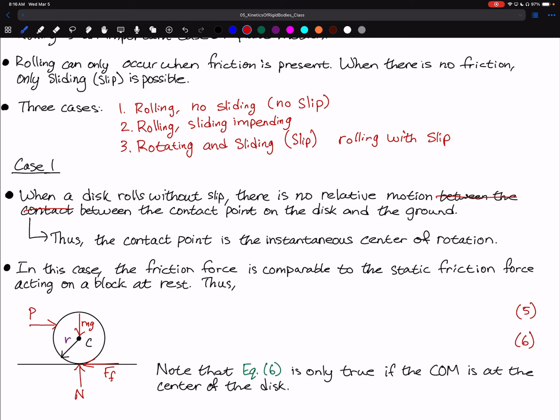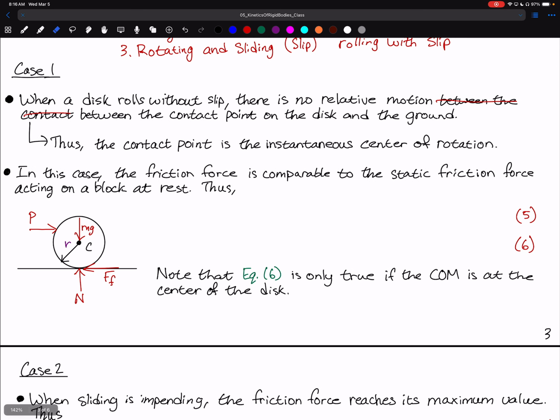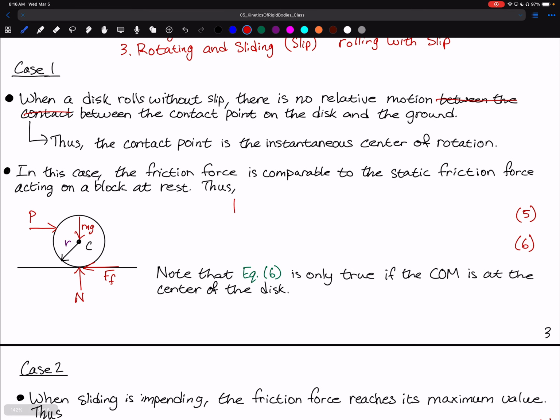In this case, the friction force is comparable to static friction acting on a block at rest, but we don't actually know what that is. We can write here that our friction force is going to be less than mu s times whatever our normal force is, and we don't actually know what that is.